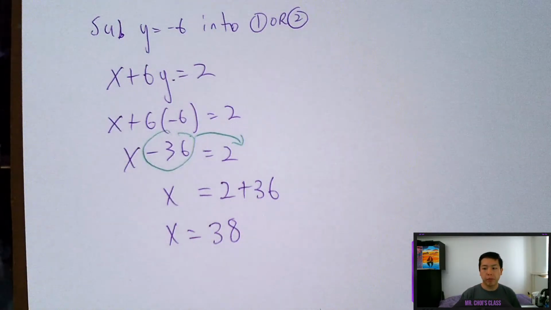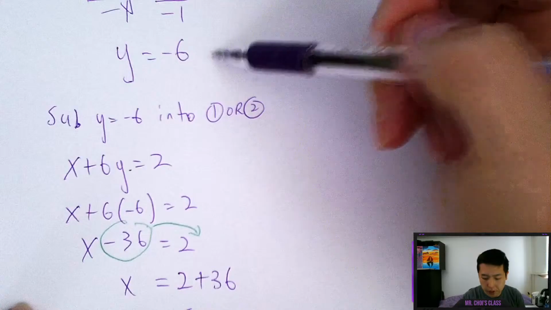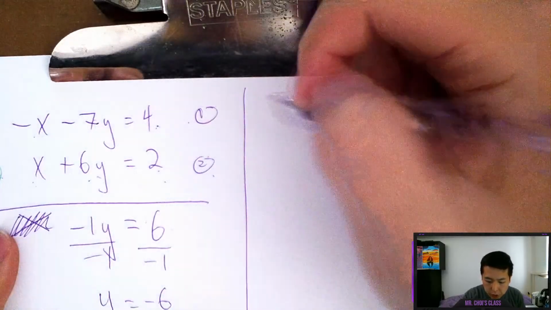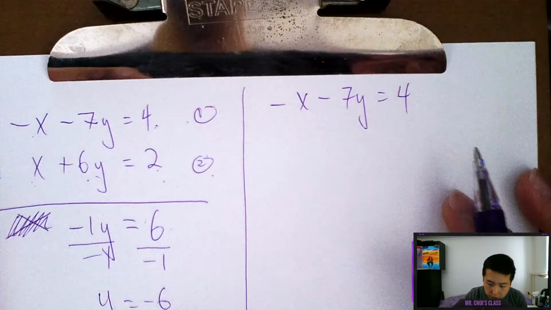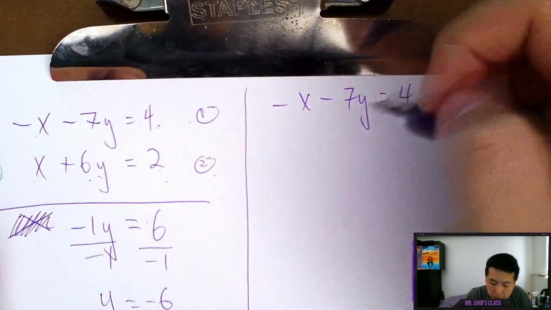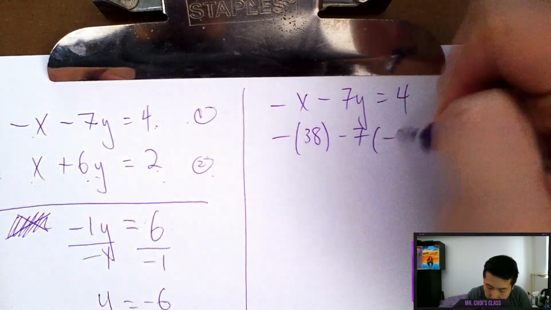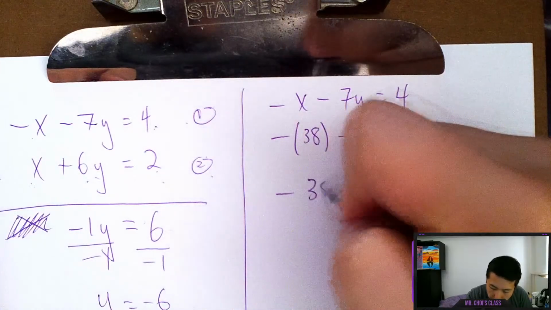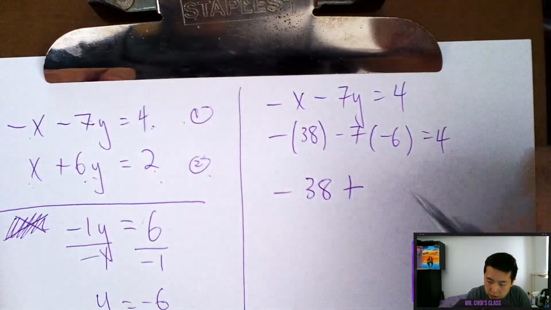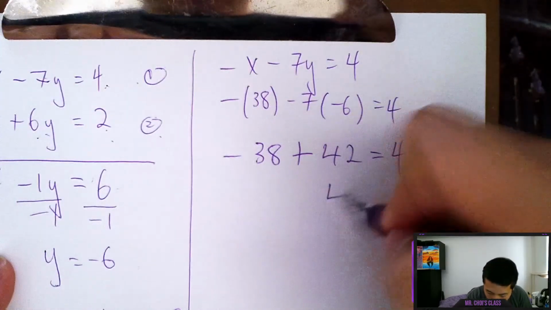So when we keep going here, we've solved for x, which is 38. We've solved for y, which is -6, which means we can now check our work. So let's check. Using our first equation, -x minus 7y equals 4. We have x is 38. We have our y as negative 6, which gives me negative 38 plus negative 7 times negative 6 is 42. So negative 38 plus 42 gives me 4.